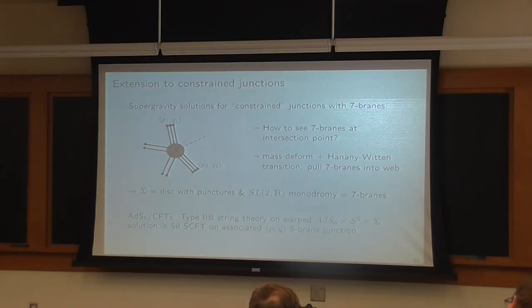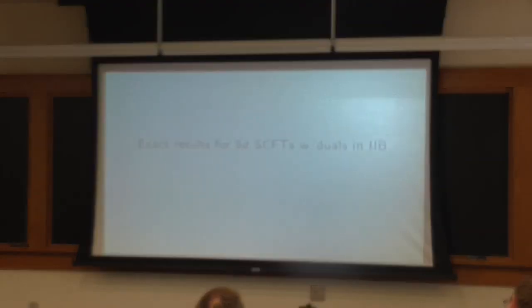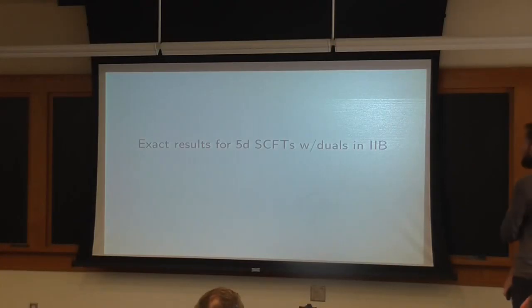And then the claim of these AdS/CFT dualities is that Type IIB string theory on this particular warped AdS6 cross S2 cross Sigma solution, which I tried to give a basic idea of, is holographically dual to the 5-dimensional superconformal field theory that's associated with this particular 5-brane junction. And having these holographic duals is independent support that there's actually a field theory, just by the basic principles of AdS/CFT. Okay, I think that's what I wanted to say about the holographic duals for these 5-dimensional field theories.